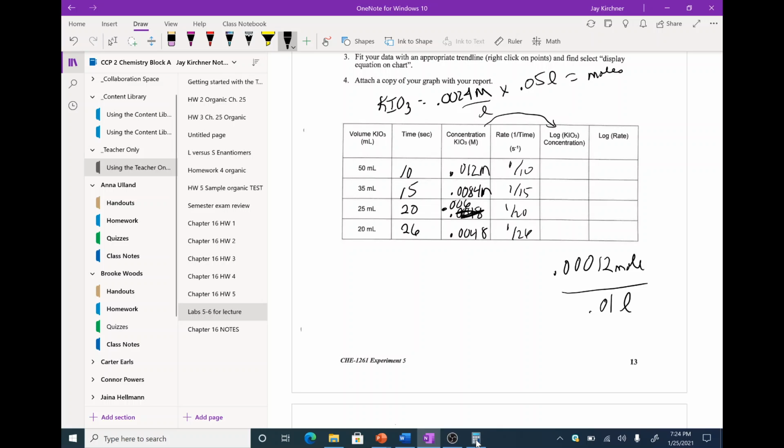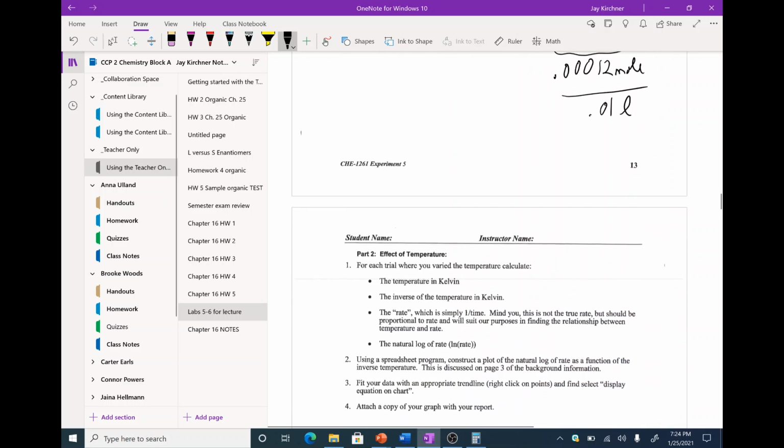So then I want you to take the log of this rate over here. So after you get this in, take the log of it. And then after you get this one, take the log of that. And then you're going to graph this and look for the slope. So you can use your Excel to do that. Okay, next one.